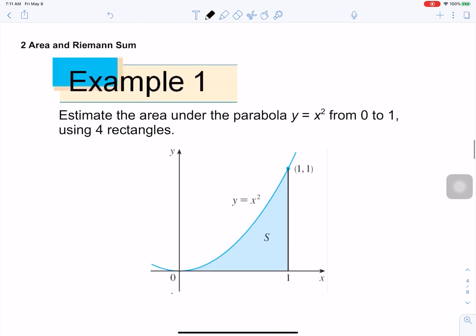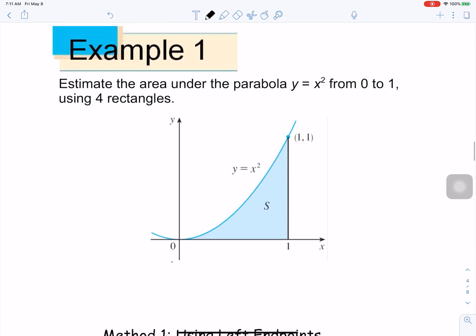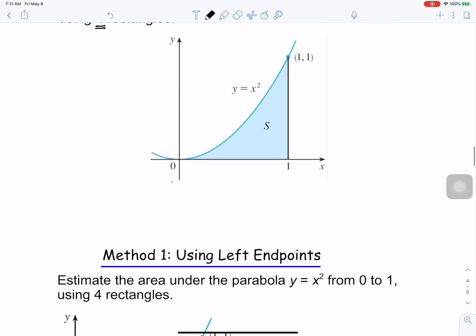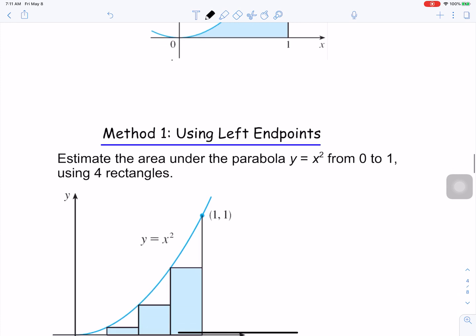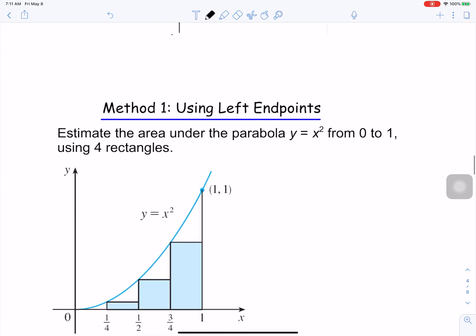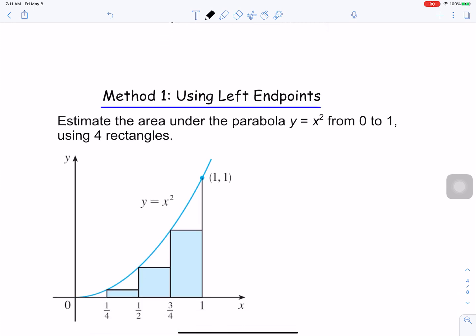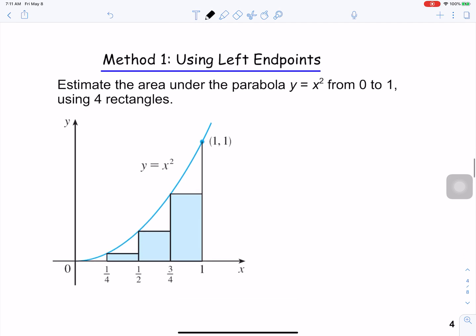So let's go through an example. We're going to estimate the area under the parabola y equals x squared from 0 to 1. We want to use 4 rectangles. So we're going to go through the first method, which is using left endpoints. Now I can't use simple shapes because I don't have a simple shape that gives me the area of this curve. So we're going to use 4 rectangles.